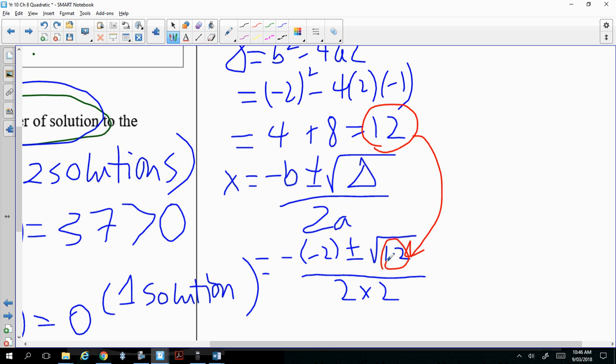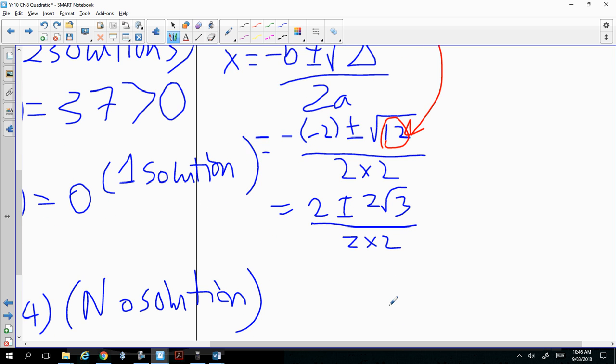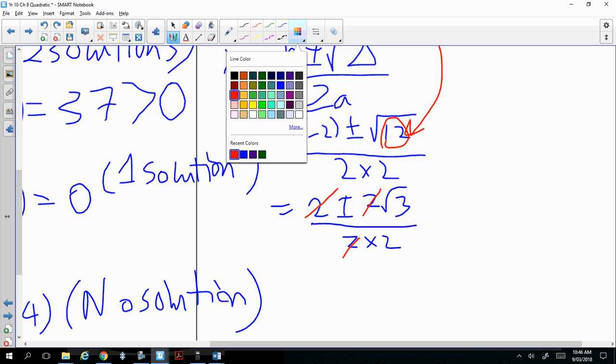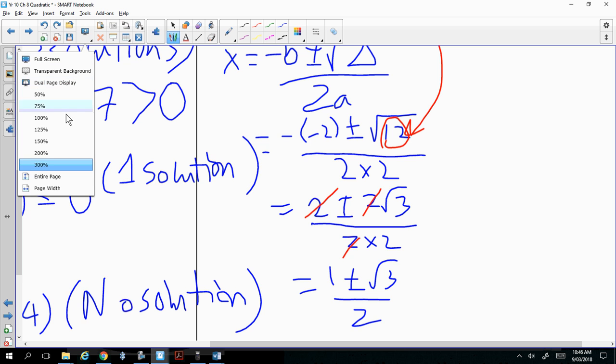So you should simplify your answer. That will be 2 plus or minus 2 root 3, right? And that 2 will cancel with the 2 at the bottom. Both of these cancel with 1 at the bottom. So you end up with 1 plus or minus root 3 over 2. Right, that's your final answer. Try the next one. Find the discriminant first and work it out.